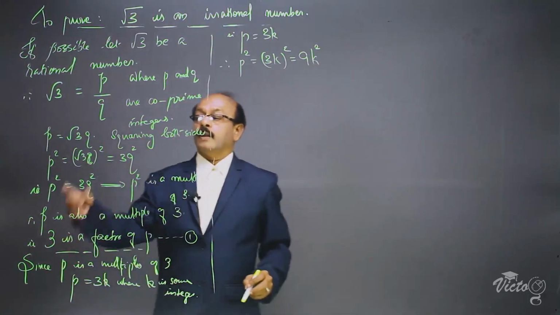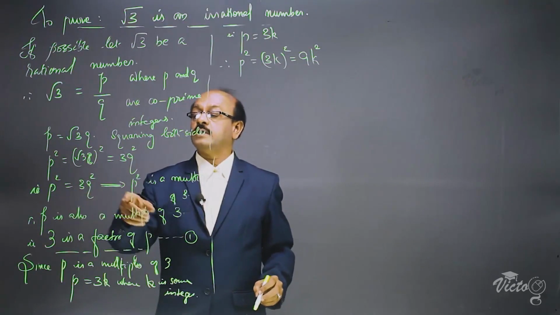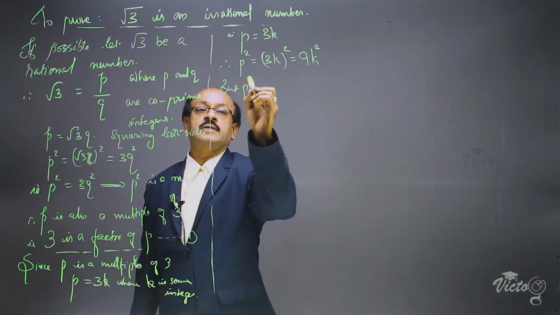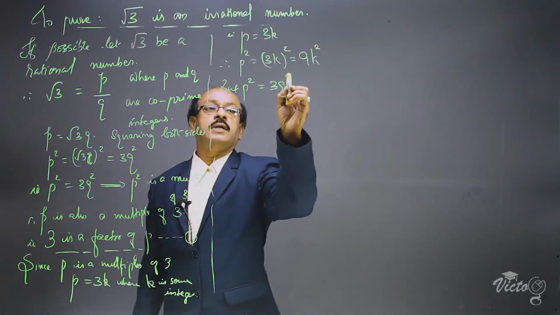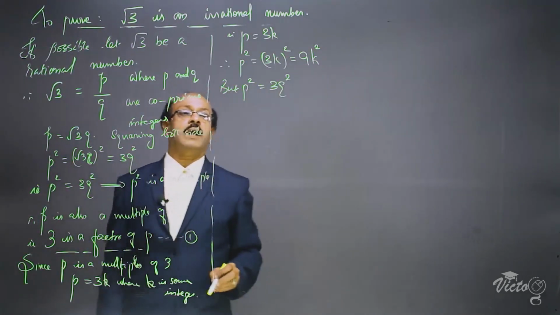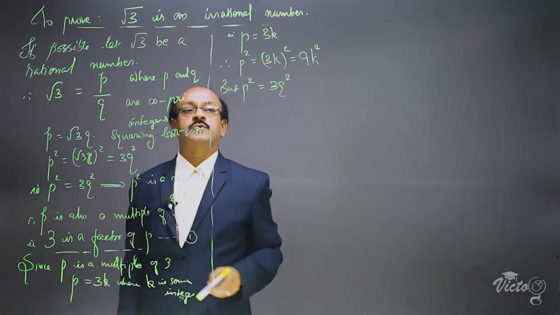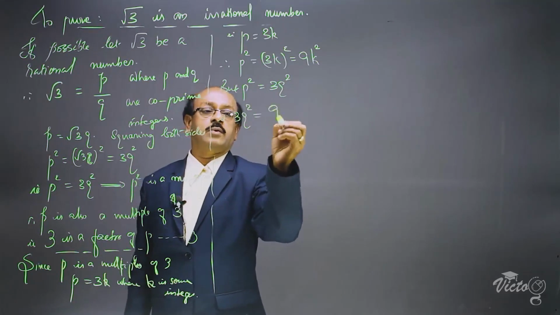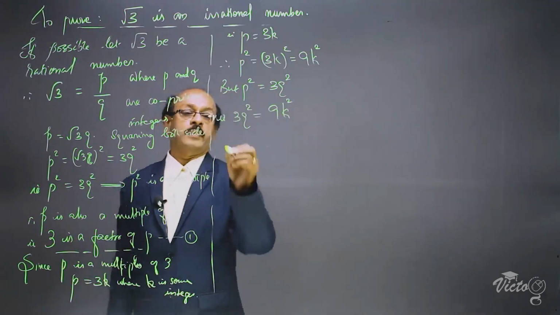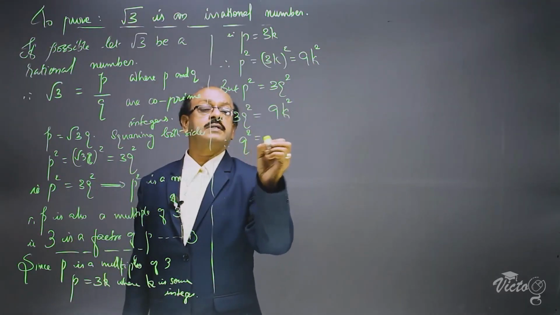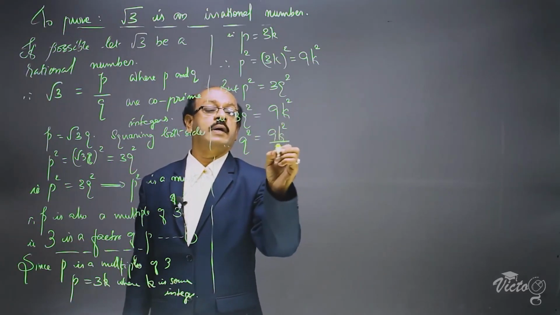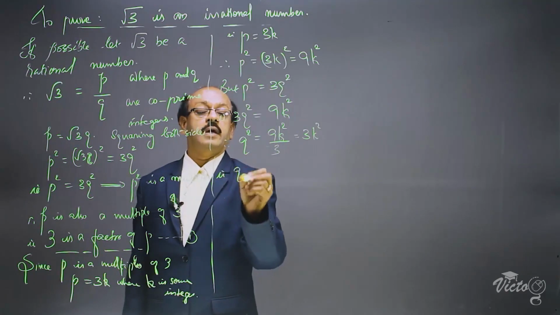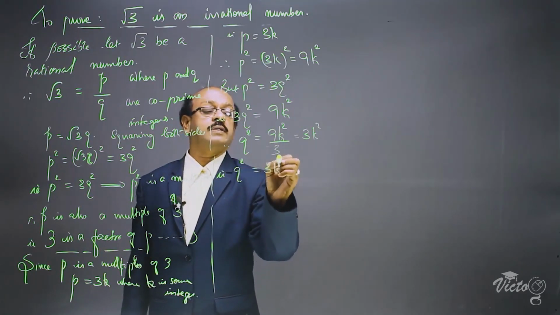But here we have the relation p square is equal to 3q square. Therefore, we can write 3q square instead of p square. That is, 3q square is equal to 9k square. Therefore, q square is equal to 9k square divided by 3, which is equal to 3k square.